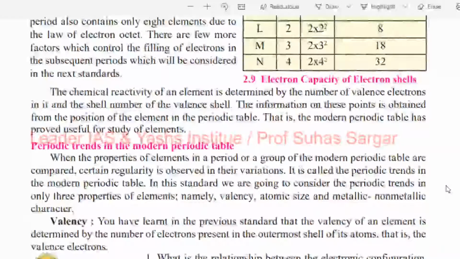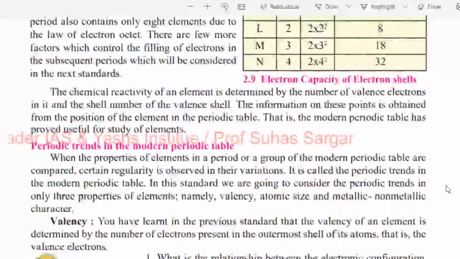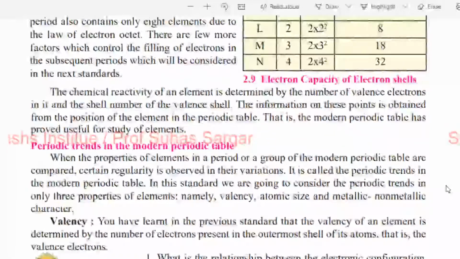Next topic is periodic traits in the modern periodic table. When the properties of elements in a period or a group of the modern periodic table are compared, a certain regularity is observed in their variation. It is called the periodic trait in the modern periodic table. In this standard, we are going to consider the periodic traits in only 3 properties of elements, namely valency, atomic size and metallic and non-metallic character.